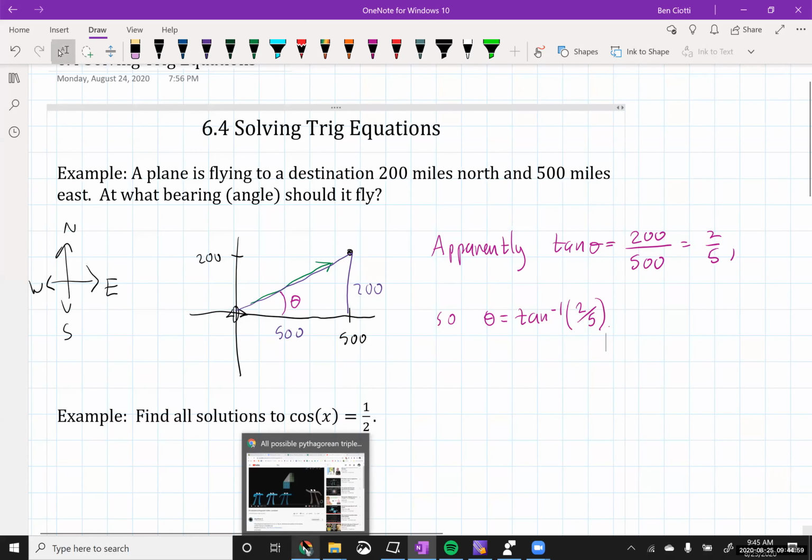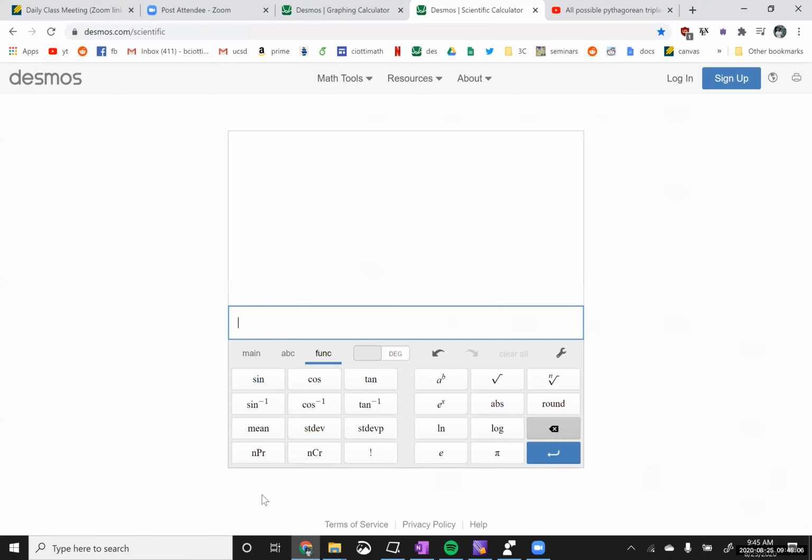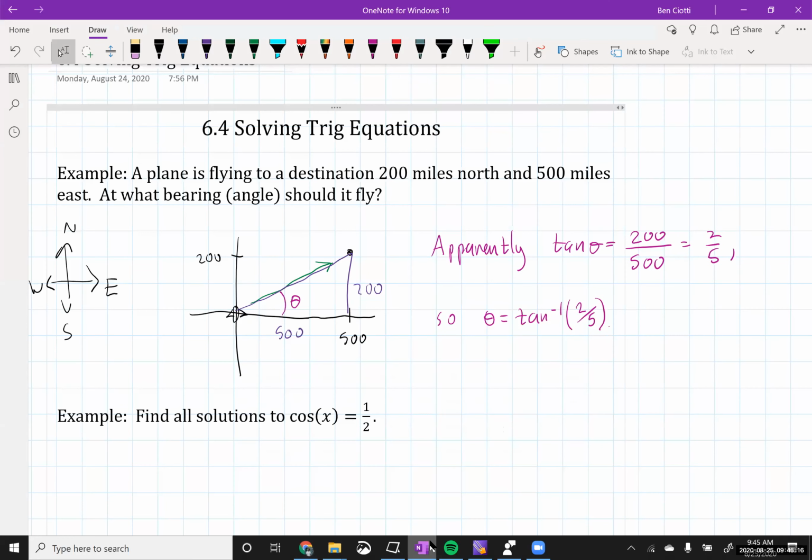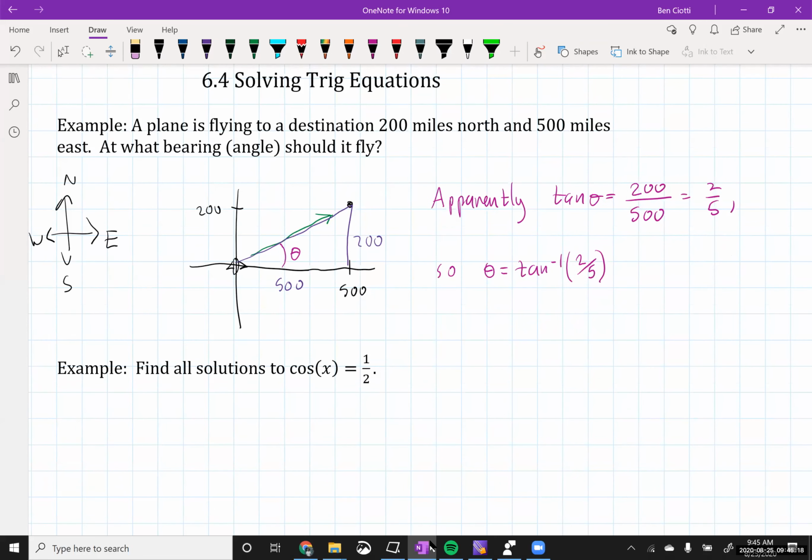Let me even plug that into a calculator and see what that is. Tan inverse of 2/5 is 21.8 degrees. And now we know which direction to fly our plane. So you can see this is really useful. And that's all I have time for.